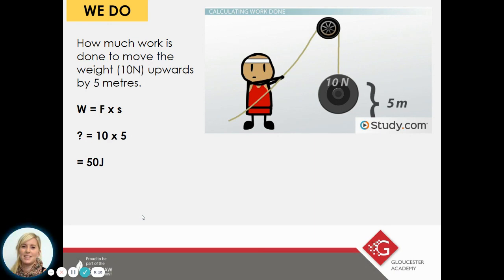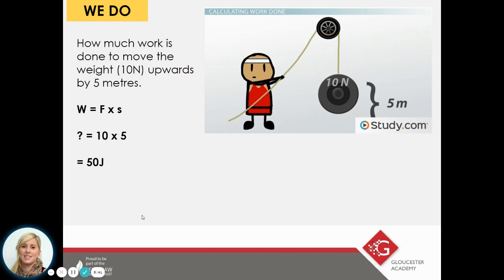So remember, the equation for work done is force times distance. So you would simply do 10 times 5, and it would equal 50 joules, because we must remember to include the unit. So the layout that you can see there in bold, W equals F times S, you're showing the examiner when you write these things out like this, that you know the formula that you need to use. And then we put in the numbers that we need to multiply together. So you're getting that from the question. And then we've got the final answer with the unit.